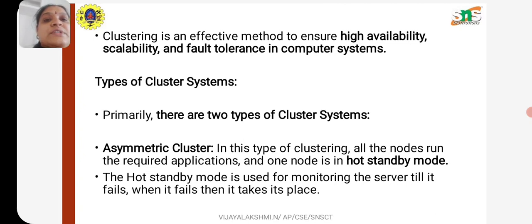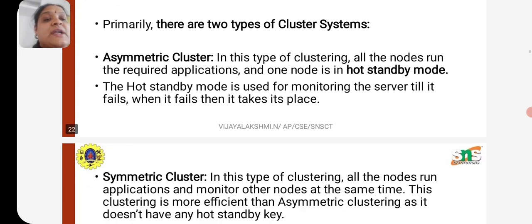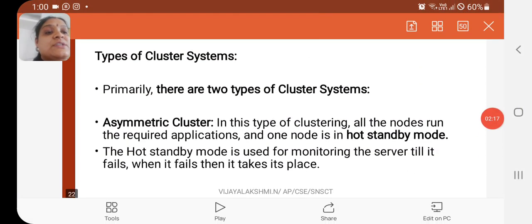Next we are going to see the types of cluster systems. Primarily there are two types of cluster: one is asymmetric and the other is symmetric cluster. In the asymmetric type, all the nodes run the required application, and one node is in hot standby mode. Hot standby is used for monitoring the server till it fails. When it fails, the other server will take care of the task.